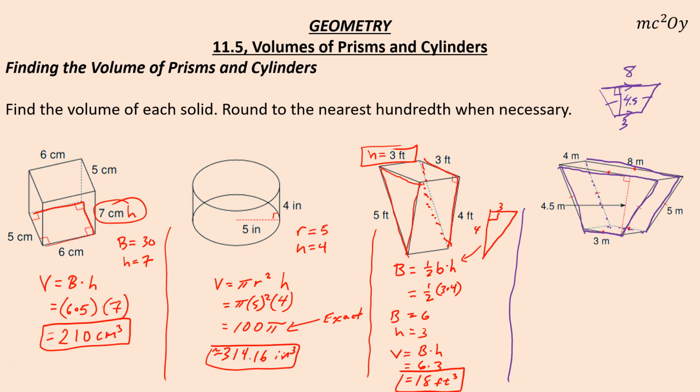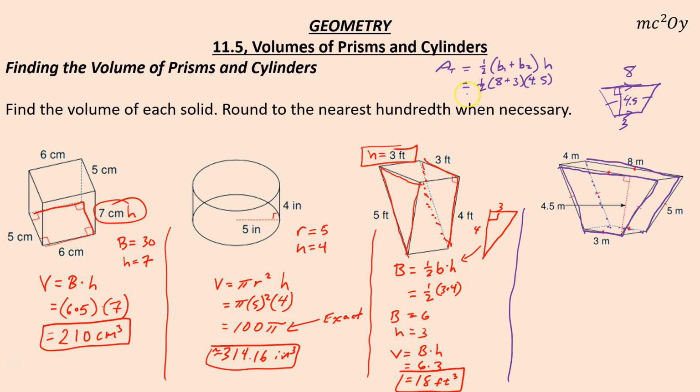So if you're not familiar with it, the area of a trapezoid is equal to 1/2 base 1 plus base 2 times height. That is the area of the trapezoid. I don't know why I wrote it off kilter like that. Base 1 is 8, base 2 is 3, or vice versa. So we've got to add the two bases, 8 plus 3, and multiply it by the height, 4.5.